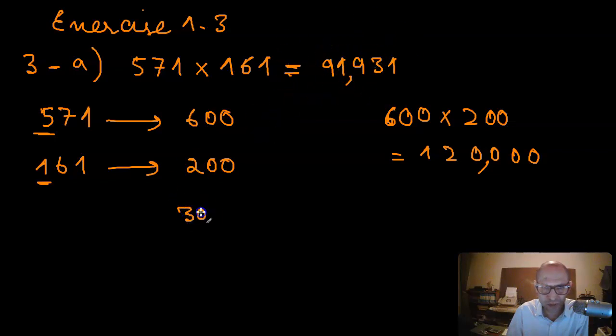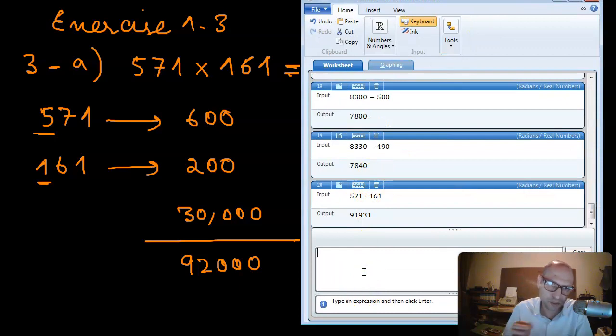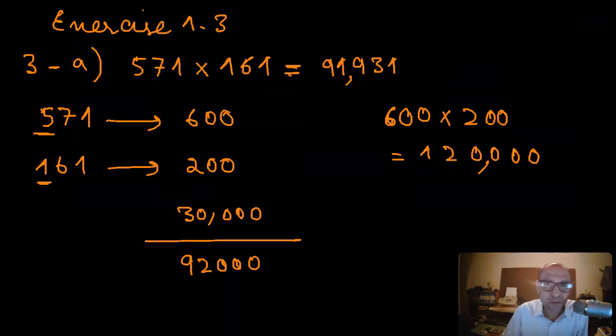So it's around 30,000 out of 91,931, or essentially out of something around 92,000. So it's a pretty large difference, and these types of differences you would get in multiplication, because multiplication is not like addition or subtraction. 30,000 over 92,000 would be 30 over 92, so the difference is around 30%, or 32%, 33%.